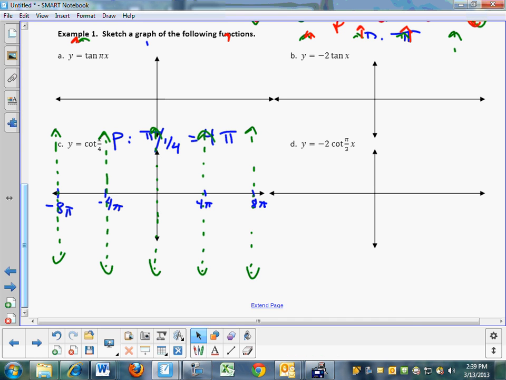Now, it's equal to 0 halfway in between. So now I plot my zeros. Is it going to start up and finish down or start down and finish up? Start up, finish down.